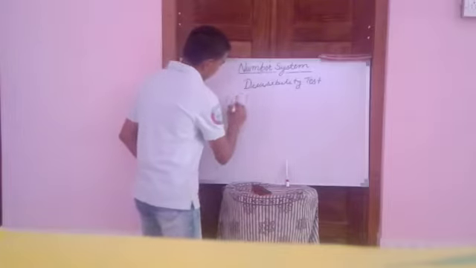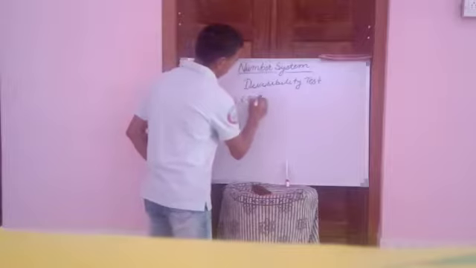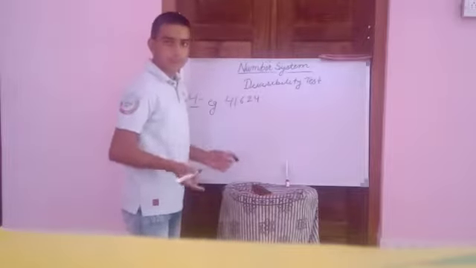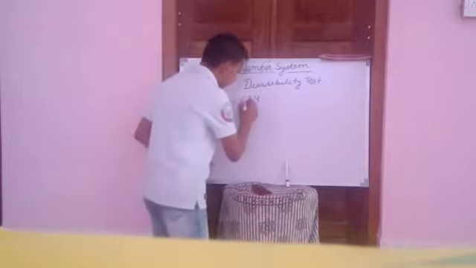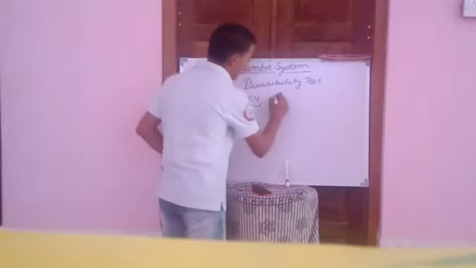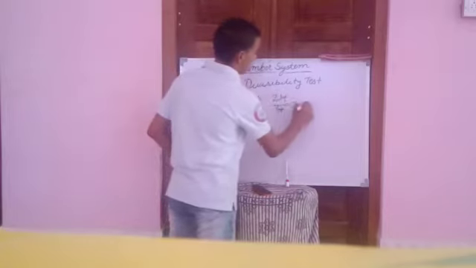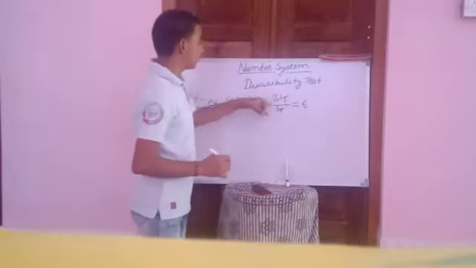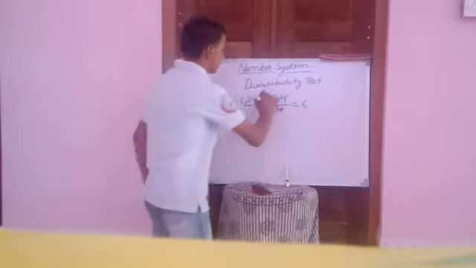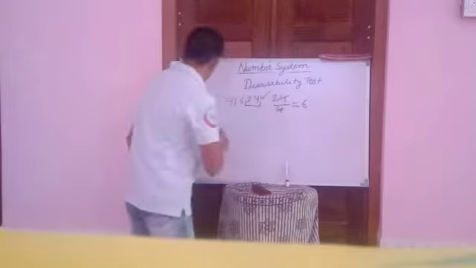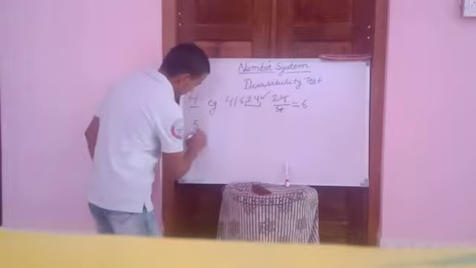Like this is the number. To check whether it is divisible by 4 or not, we will see the last two digits. If these are divisible by 4, then the whole number is divisible by 4. See, this 24 is divisible by 4, so this number is divisible by 4. So now let's discuss the divisibility rule of 5.